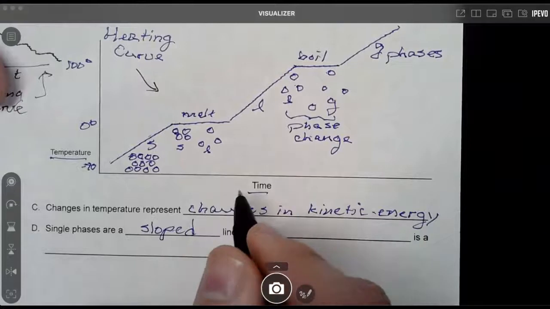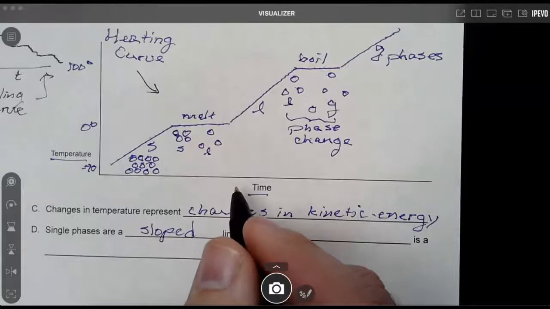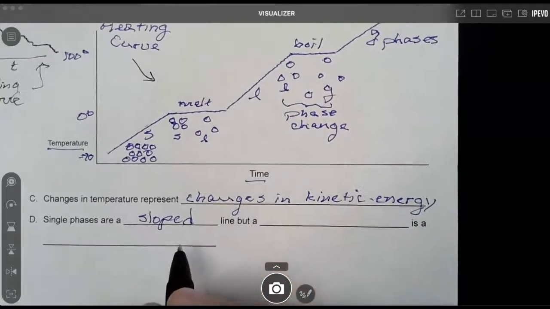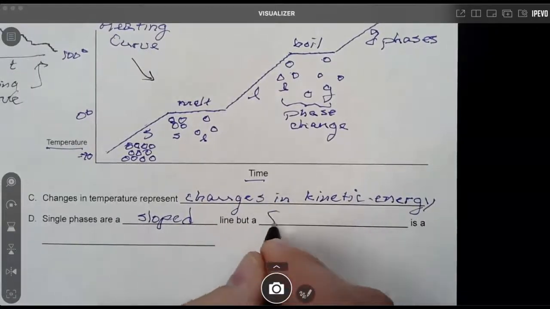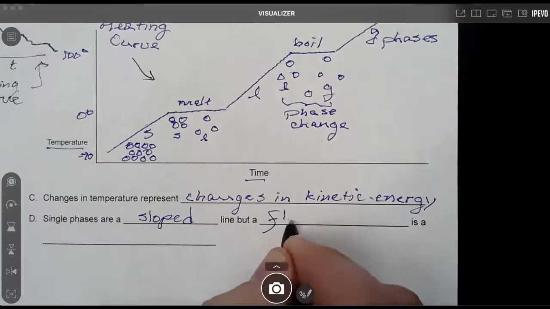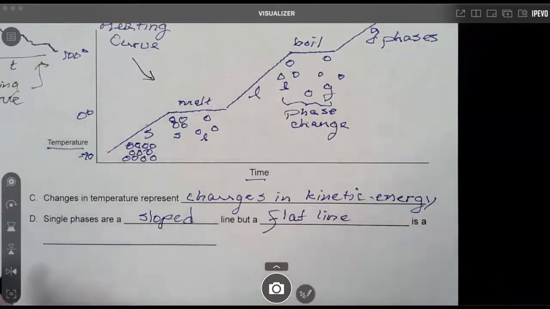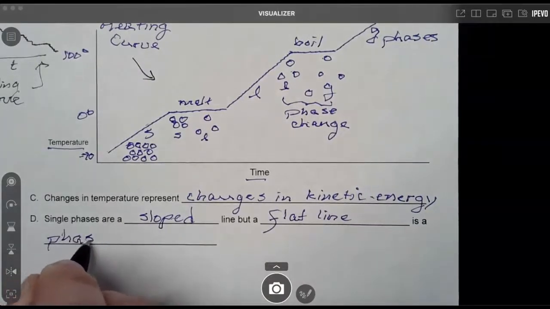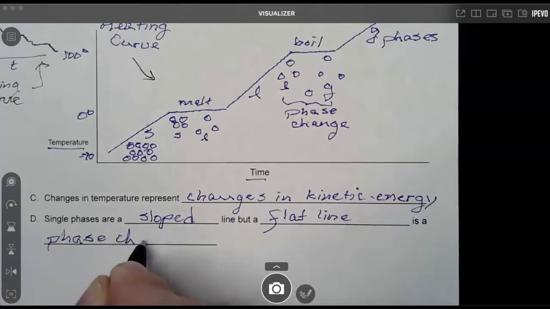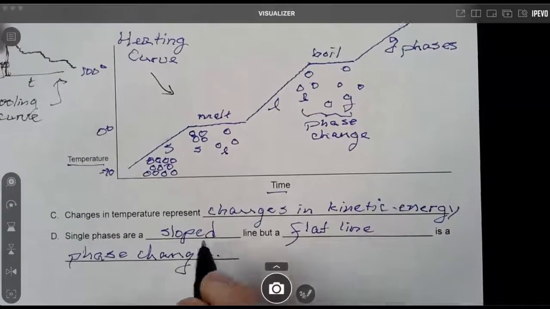Okay? Because in order to get to a plasma, something special has happened that's beyond the scope of our heating curve. Now, single phases are sloped, but a flat line is a phase change. We talked about this already, but it bears repeating. Now, keep all this information in mind because you're going to construct heating curves and cooling curves.